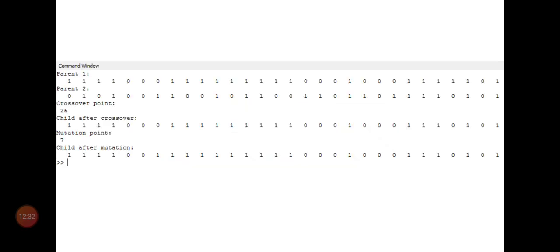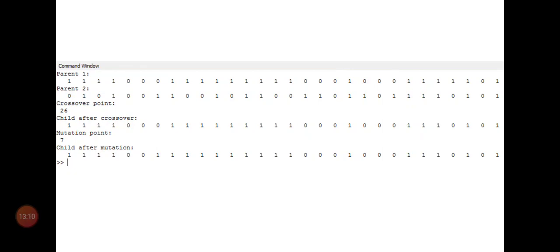Now let us go to the command window. Here are the two randomly generated parent 1 and parent 2, chosen based on their fitness values from the mating pool. The randomly generated crossover point was 26. You can see, just check, that for positions 1 to 26 parent 1 values have been taken, and for 27 to 30 parent 2 values have been taken. So the crossover has been done perfectly. If you do not understand, just pause the video and check that it has run correctly.